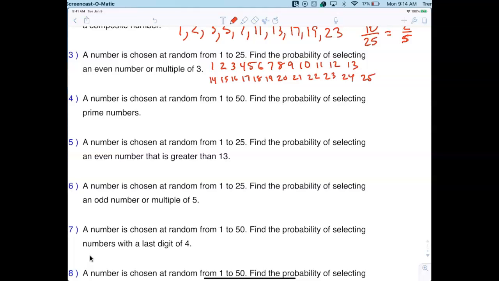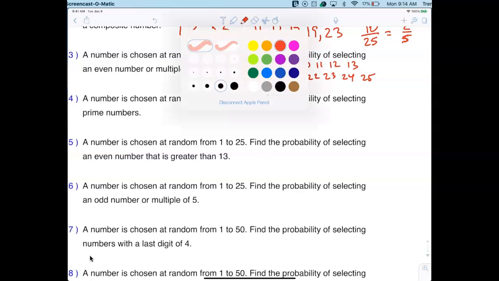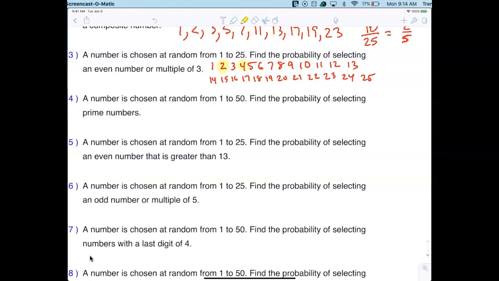Find the probability of selecting an even number. After you've written all of them down, I just want you to circle all the even numbers. Or a multiple of 3. Now what are the multiples of 3? 3, 6, 9, 12. Those are all the multiples of 3. Is everybody with me on that?